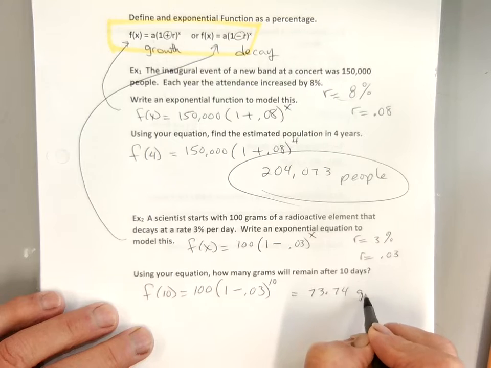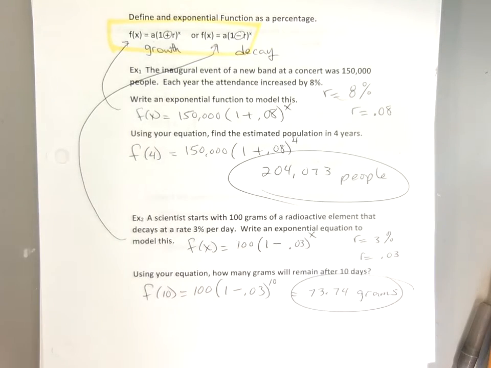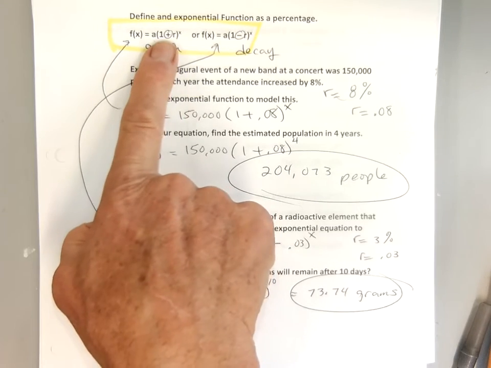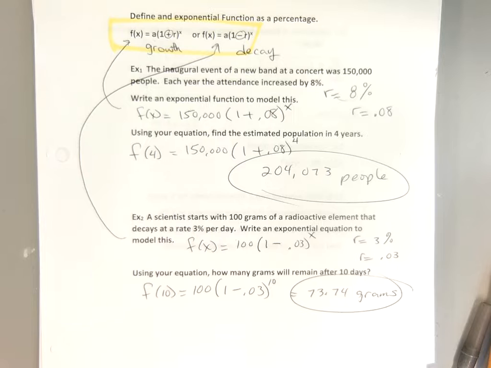Because it's in grams, I'm just going to write 73.74 grams. Okay. All right, so just using the two formulas, growth is to add your rate, decay is to subtract your rate. So I'm just using my two formulas, okay? You ready to turn the page?